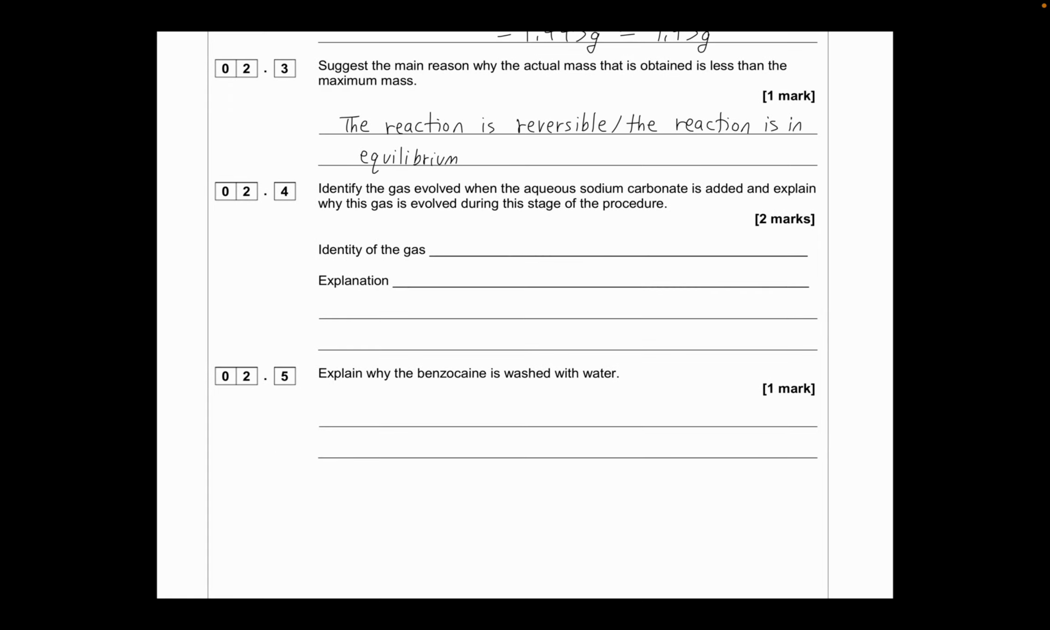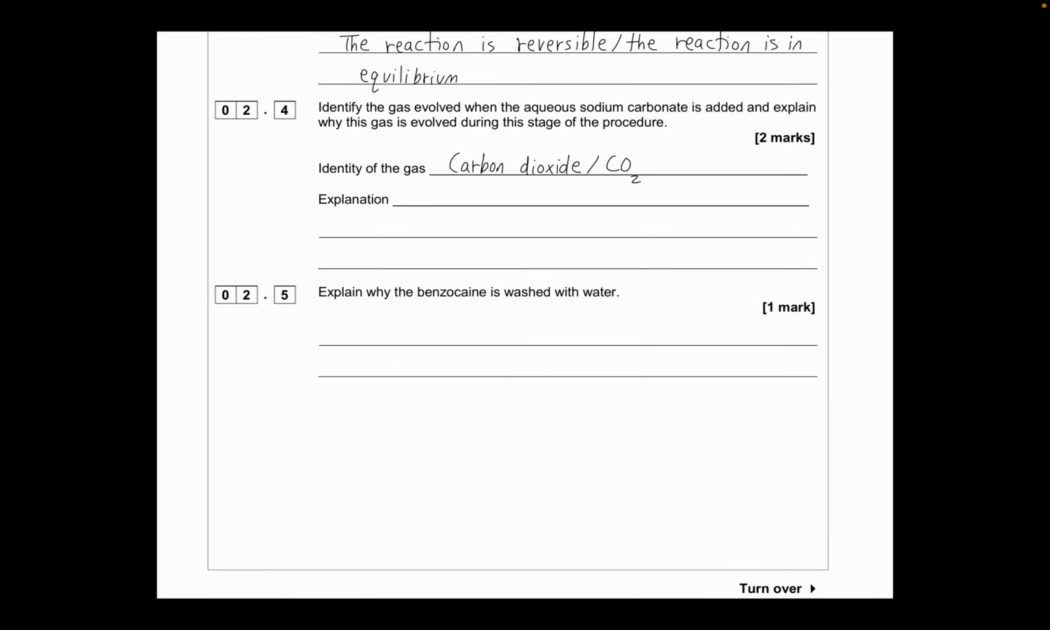Identify the gas evolved when the aqueous sodium carbonate is added, and explain why this gas is evolved during this stage of the procedure. When aqueous sodium carbonate is added, that means there are carbonate ions, CO3 2- ions, present. So carbon dioxide gas is going to be there. Carbon dioxide gas, or you can mention CO2 gas, is the identity of that gas.